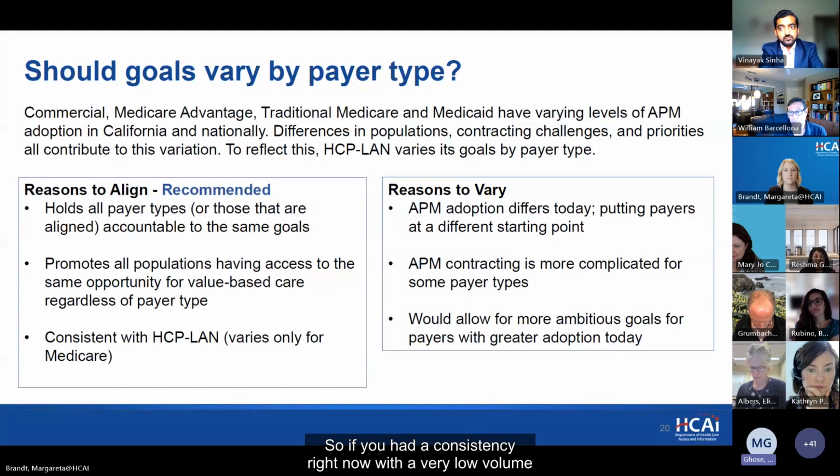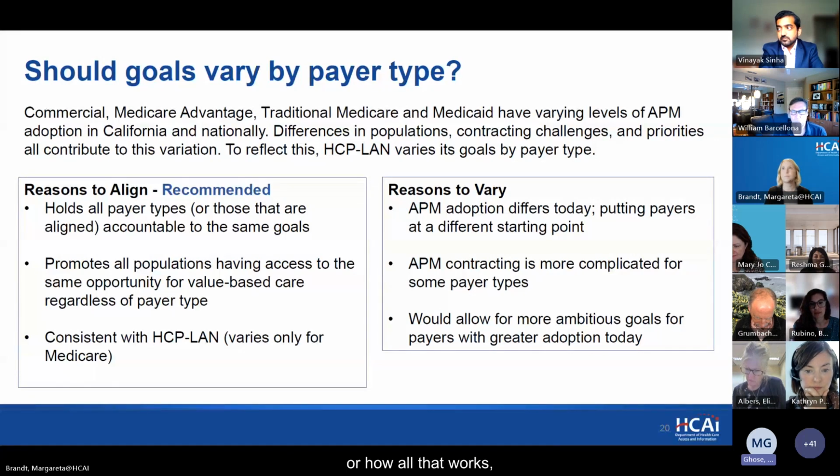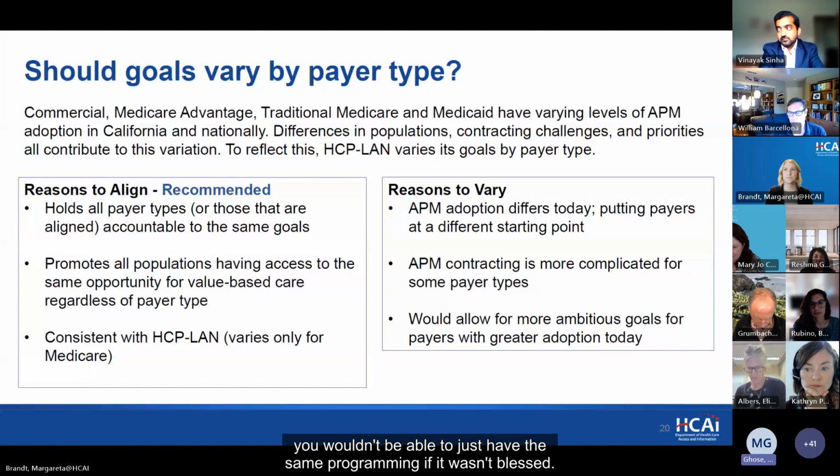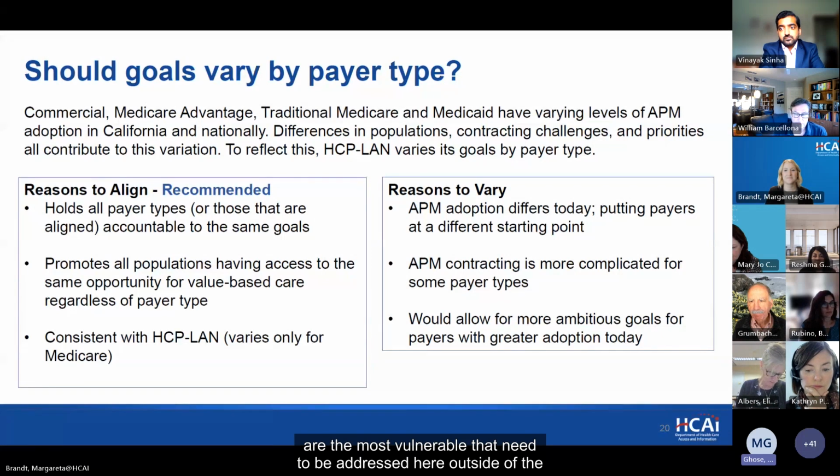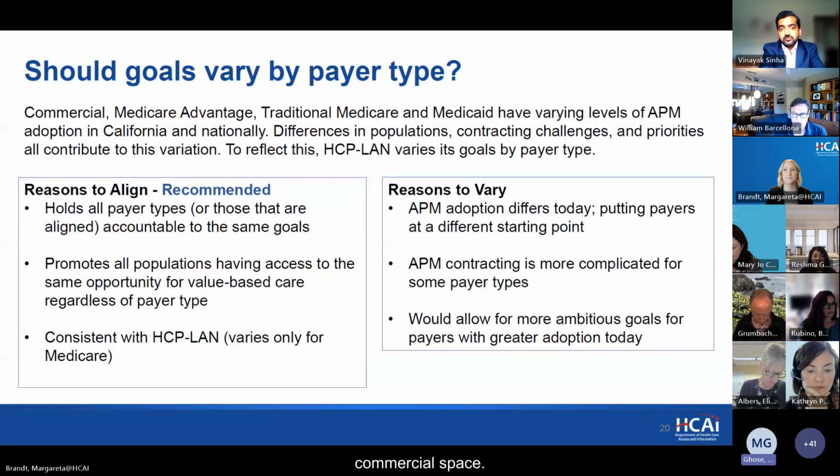So if you had consistency right now with a very low volume of voluntary adoption on the FQHC side, that still would need to be CMS approved as not varying their PPS payment, or however all that works. You wouldn't be able to just have the same programming if it wasn't blessed. That's just an example off the top of my head, maybe I didn't explain it right, but we do deal with like 15 million people who are probably the most vulnerable that need to be addressed here outside of the commercial space.